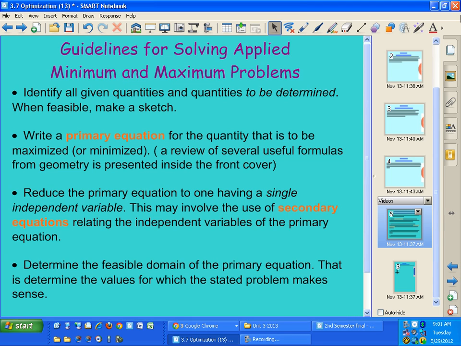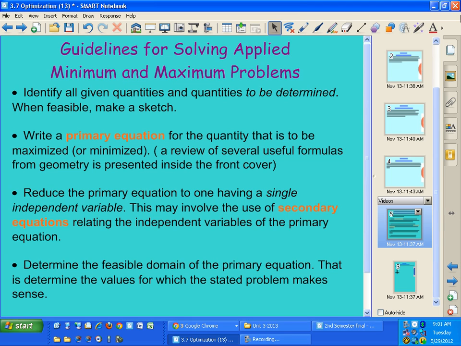If it says maximize the area, then you're looking for an area equation that you can take the derivative of and find maximums. Same thing with minimums. If it's saying the minimum volume or the minimum radius you need for this cone, then you're going to minimize the volume formula or the radius part of it.